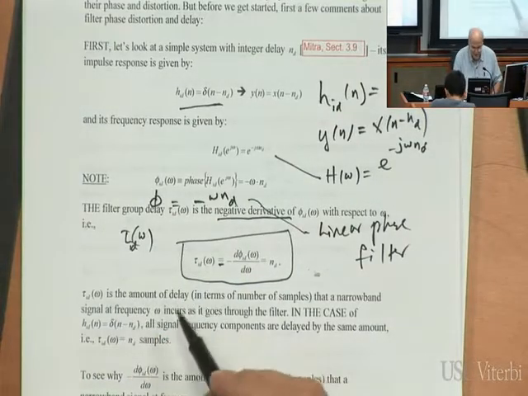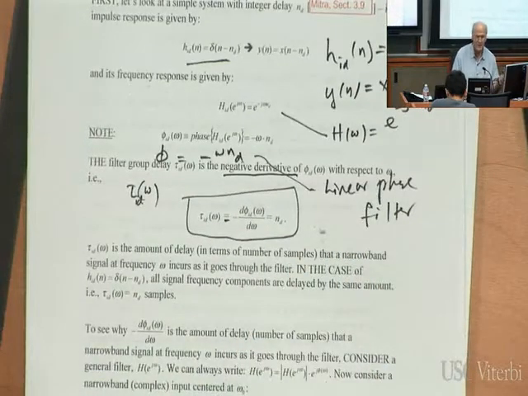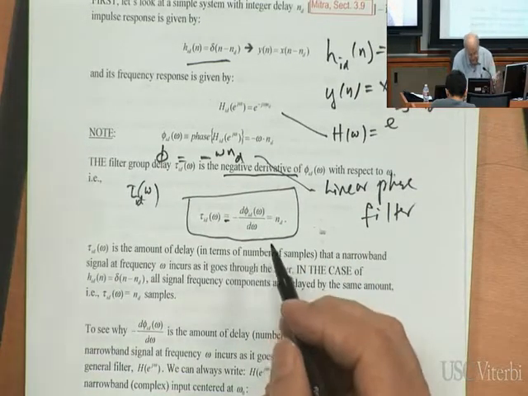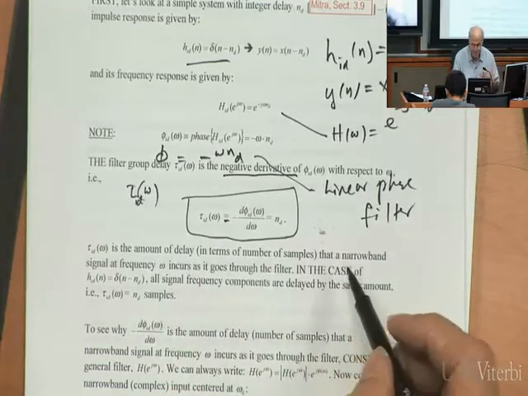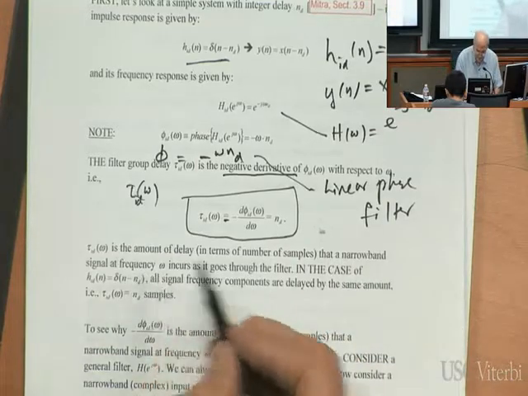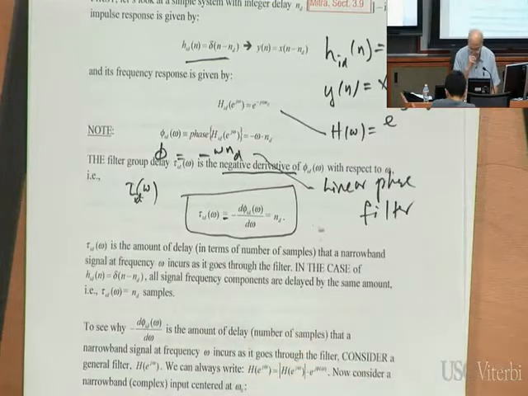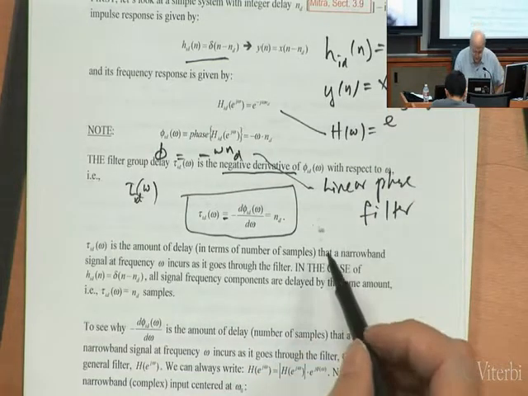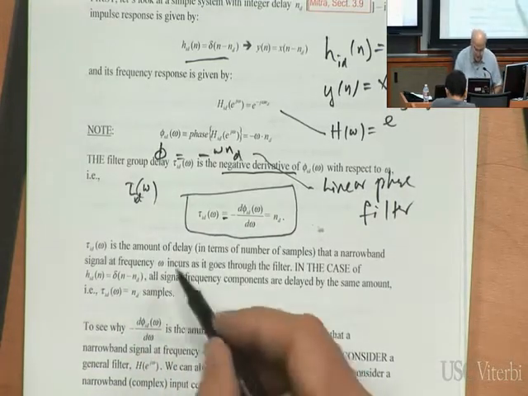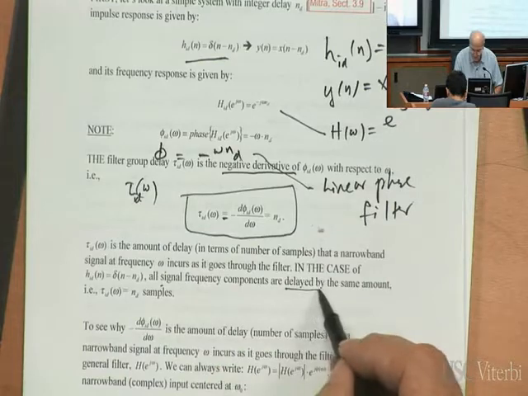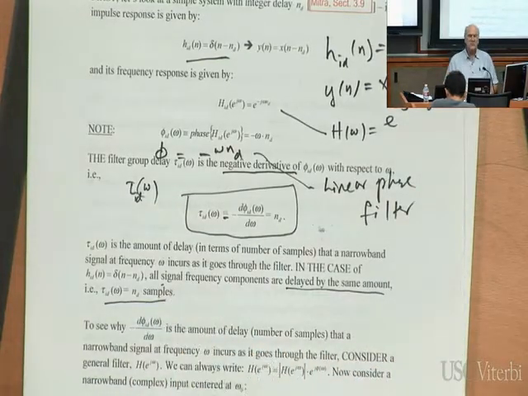Tau_gd is the amount of delay, and it's not in terms of seconds, because we're not dealing with seconds. It's in terms of samples. It is the amount of delay, in number of samples, that a narrowband signal at frequency omega incurs as it goes through the filter. A lot of words there. In the case of h_id[n] equals delta[n - n_d], all signal frequency components are delayed by the same amount, tau_gd of omega equals n_d.